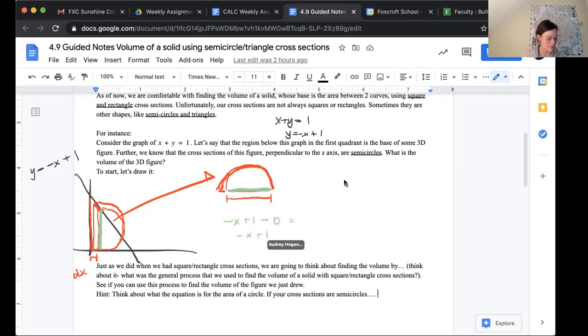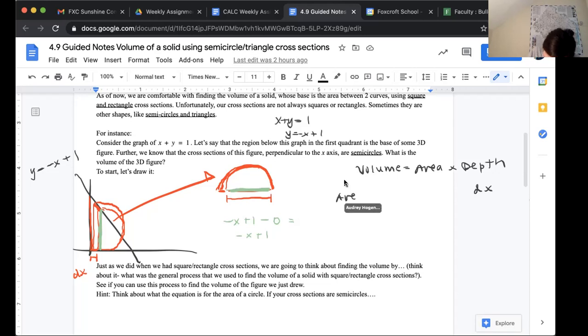So we know that the base of our semicircle cross section is going to be negative x plus 1. And then we're just going to think about this the exact same way we did square and rectangle cross sections. So we know that volume is equal to area times depth. Depth is dx. And so area is going to be the area of our semicircle.